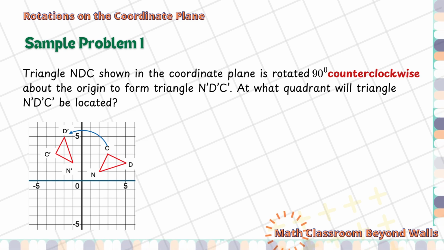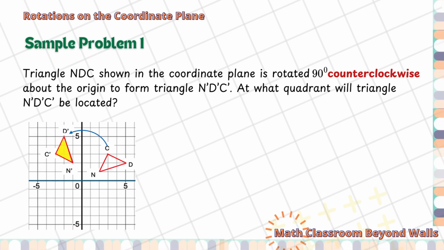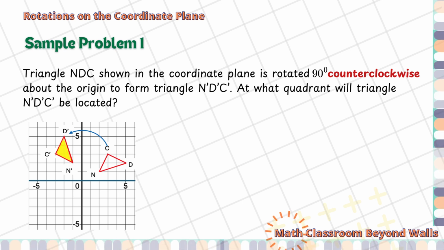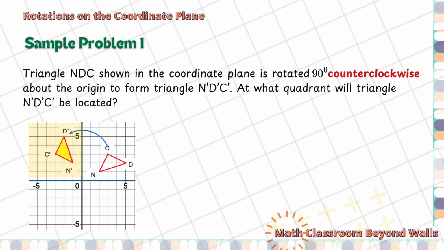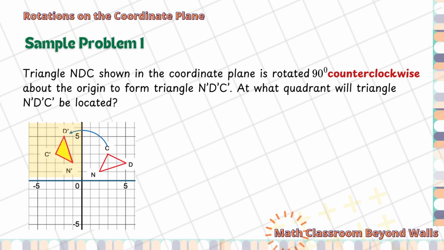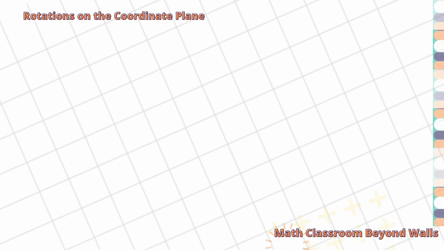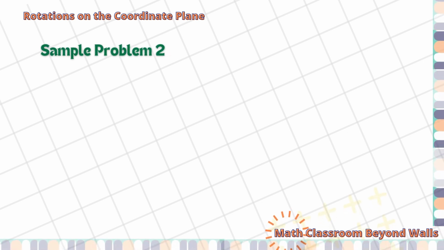There you are, learners. Here's triangle N prime, D prime, C prime. The image is located on the second quadrant. That was easy, right? Let us do sample problem 2.